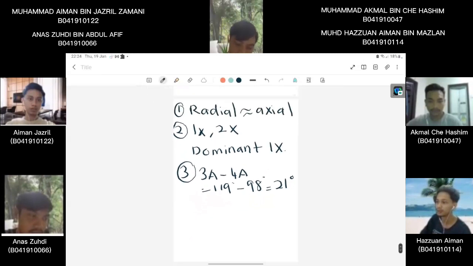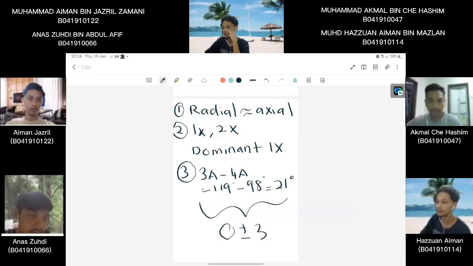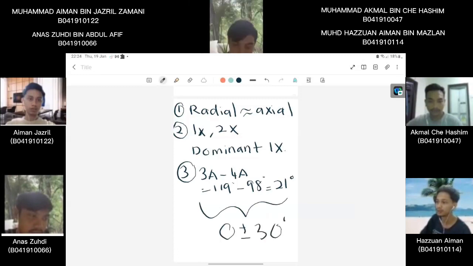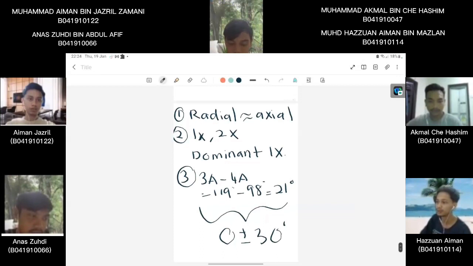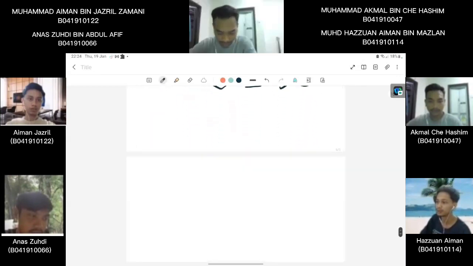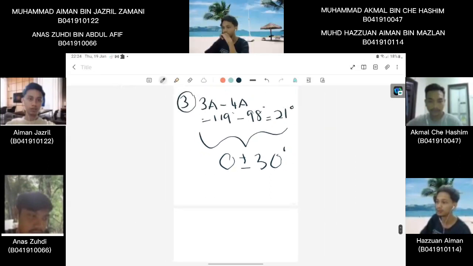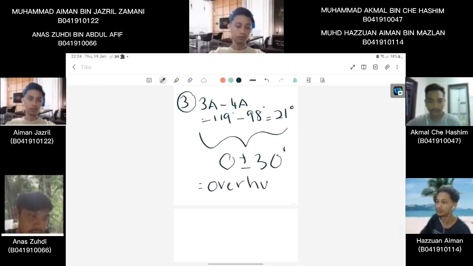So we have here the properties state that 0 plus minus 30 degree. Based on the criteria it is fulfilled. So we can determine this is overhang, based on all of the criteria that we listed out.